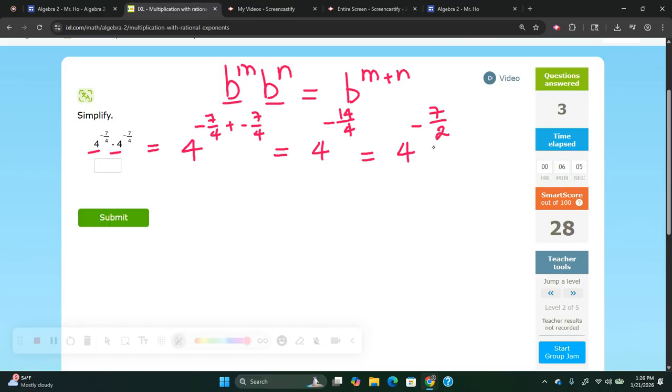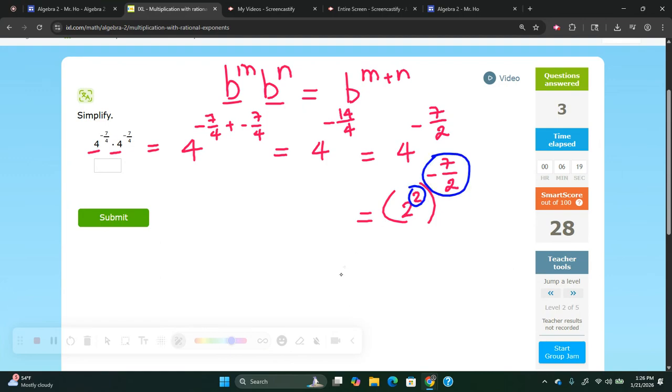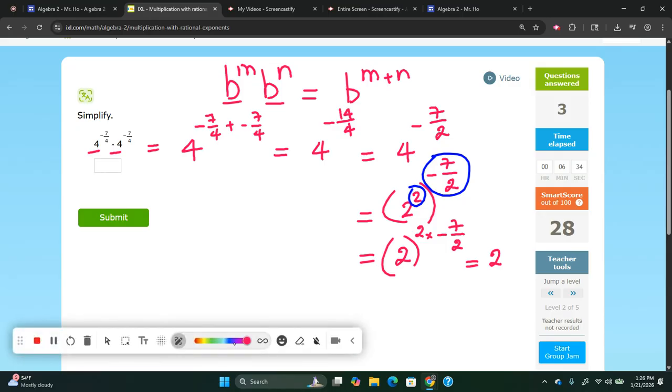Okay, so now number 4 is a special number. Number 4 is 2 squared. Okay, so power negative 7 over 2. Okay, so now you have power on top of power. Okay, so you multiply them together. Okay, so let's multiply them together. So 2 power 2 multiplied with negative 7 over 2, which would come out at 2. You simplify the 2 over 2 over here. So now you have power negative 7.